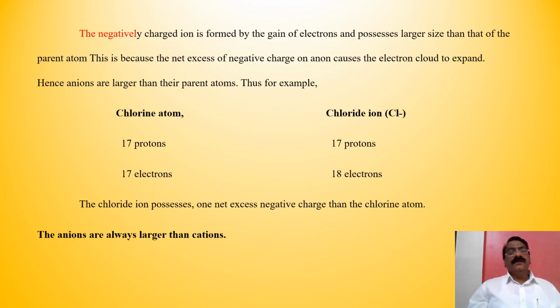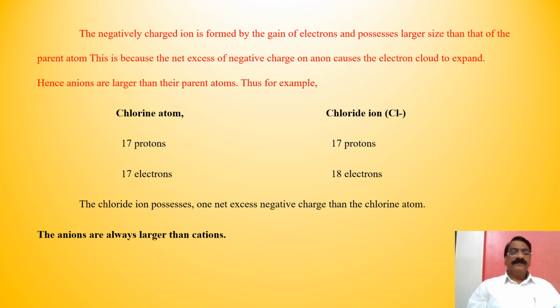The negatively charged ion is formed by the gain of electrons and possesses a larger size than that of the parent atom. This is because the net excess of negative charge on the anion causes the electron cloud to expand. Hence, anions are larger than their parent atoms.